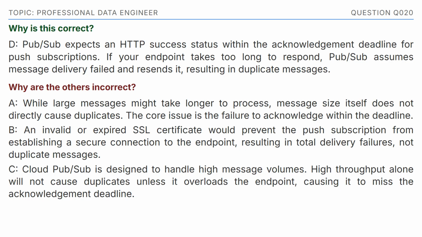Why are the others incorrect? A. While large messages might take longer to process, message size itself does not directly cause duplicates. The core issue is the failure to acknowledge within the deadline. B. An invalid or expired SSL certificate would prevent the push subscription from establishing a secure connection to the endpoint, resulting in total delivery failures, not duplicate messages. C. Cloud Pub/Sub is designed to handle high message volumes. High throughput alone will not cause duplicates unless it overloads the endpoint, causing it to miss the acknowledgement deadline.